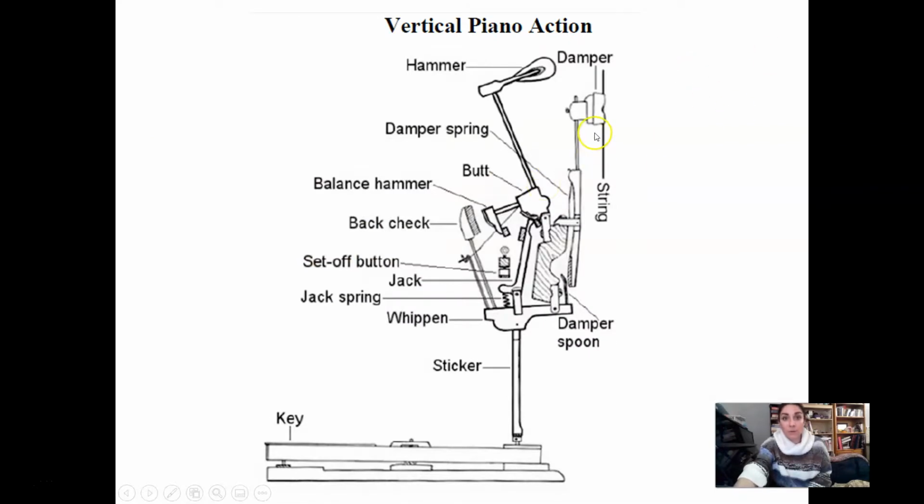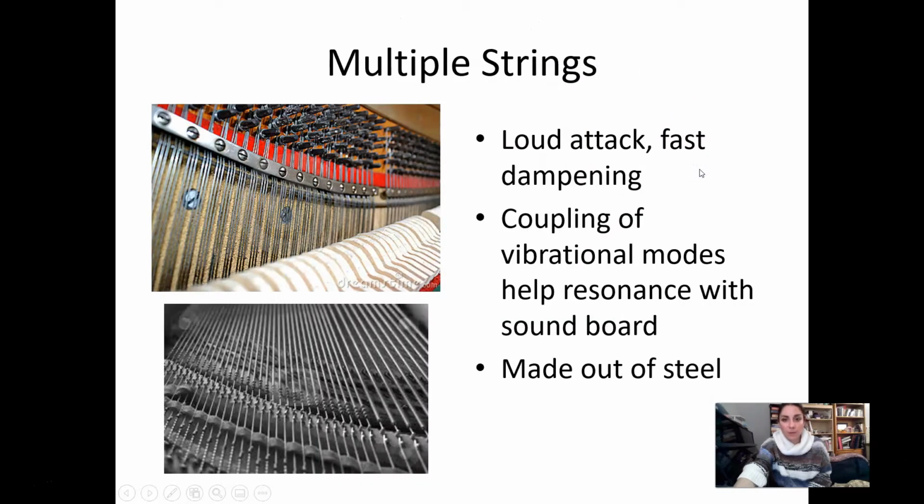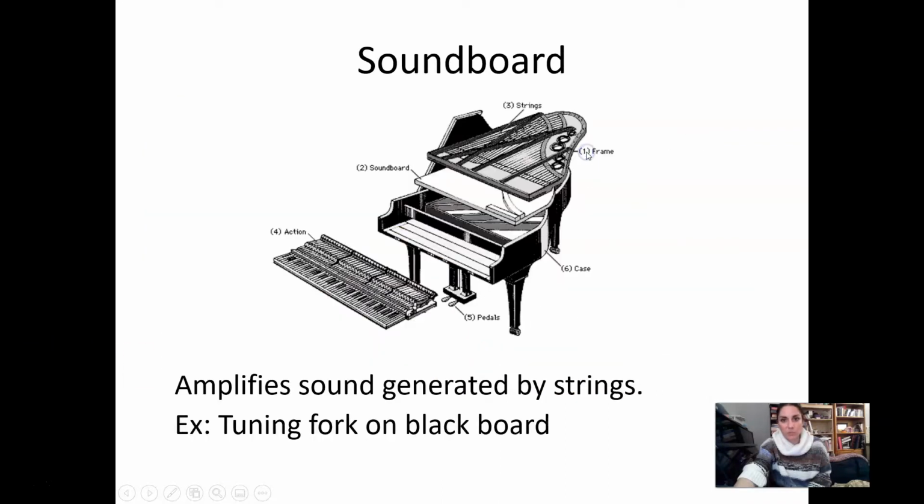This is the vertical or upright piano action. Notice that it's upright, like I said. So there's all these parts. I'm not going to even go into the jack, the back check, you know. So there's all these crazy things. Here's the key itself, but this is the mechanics that allow it to actually sound the way it does. It's pretty cool. And like I said, what you want to do is have multiple strings. It's also made out of steel, and they're under a tremendous amount of tension.